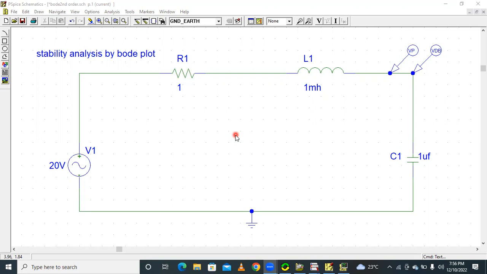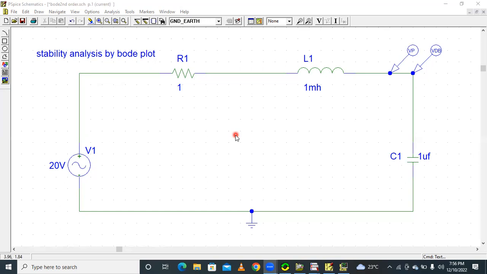Omega pc is greater than omega gc, phase crossover frequency is greater than gain crossover frequency, the system is said to be stable. Omega pc is less than omega gc, that is phase crossover frequency is less than gain crossover frequency, the system is said to be unstable. And if omega pc is equal to omega gc, phase crossover frequency is equal to gain crossover frequency, the system is said to be marginally stable.